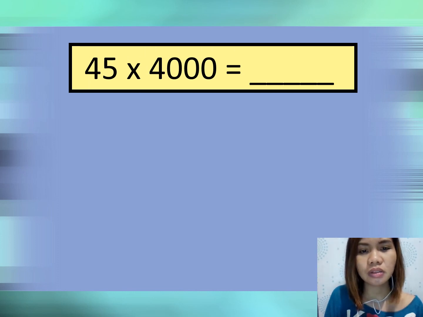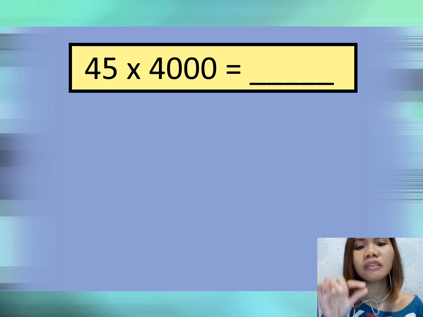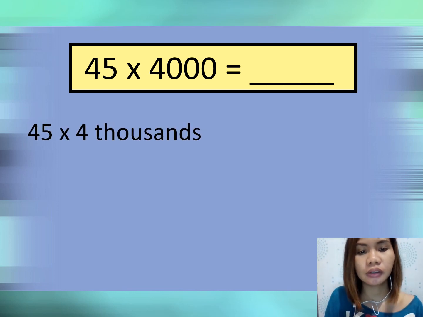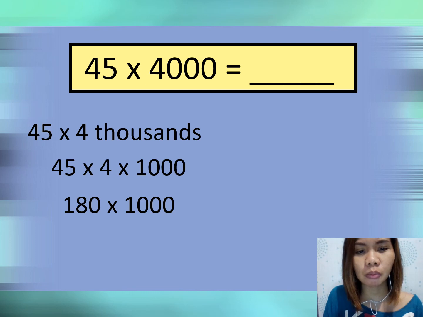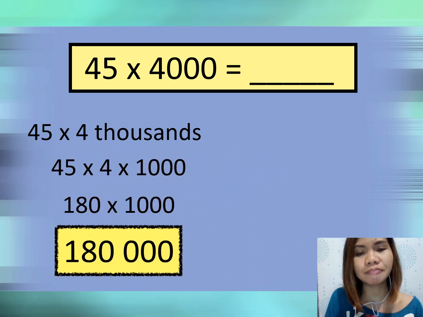45 times 4,000. You can write first 45 times 4,000 as a word like this. So we change the thousand into a numeral of a number. So it will now become 45 times 4 times 1,000. So it's now easier to multiply. 45 times 4 is 180 times 1,000. So copy 180 and attach 3 zeros. You will have 180,000.